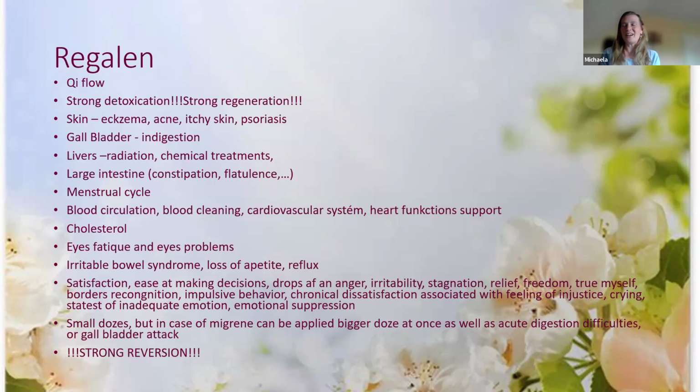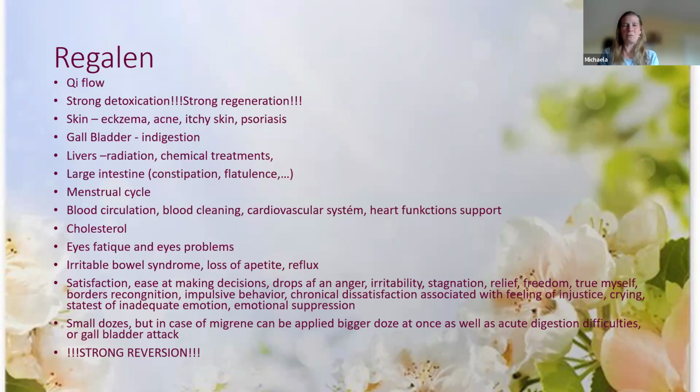Then we usually add huge doses of phytomineral and Regalen. Be careful with the Regalen, because it has a strong reversion. However, as soon as you know that you have diabetes of the second type, then start with the phytomineral and with the Regalen. It doesn't work like a one-time cure.